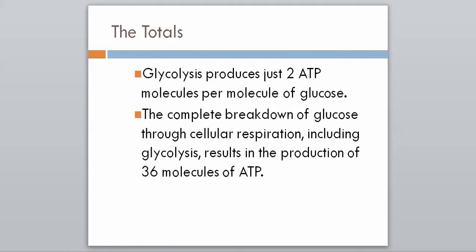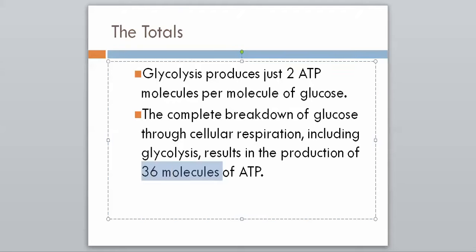And so that is cellular respiration right there. So we've been over how glycolysis leads to the Krebs cycle, which leads to the electron transport chain, and all of those steps are going to give us ATP. And so altogether, glycolysis produces just 2 ATP molecules per molecule of glucose, and the complete breakdown of glucose through cellular respiration, including glycolysis, results in the production of 36 molecules of ATP. So keep this number in mind, 36 molecules of ATP are produced.